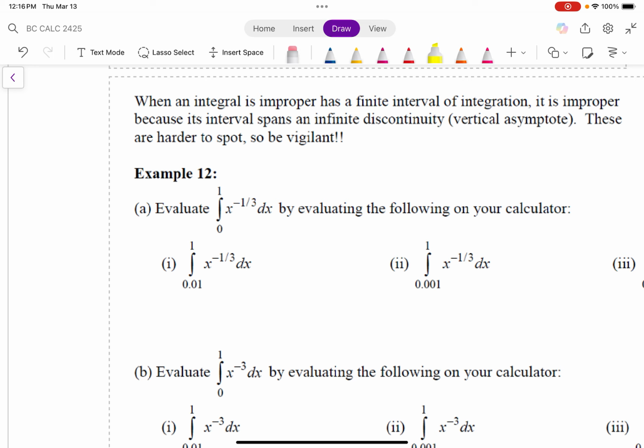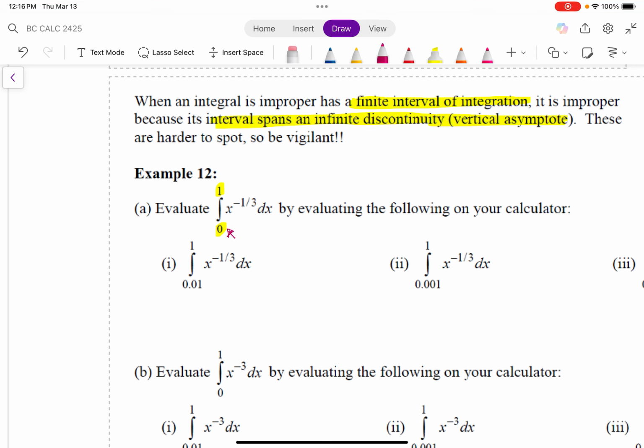Right, we're going to look at the second type of improper integral. These are a little bit harder to see because it doesn't look like there's anything wrong. There's no infinity in the limits of integration. There's a finite interval of integration, for example, down here, 0 to 1. But the problem is the interval spans an infinite discontinuity. And that discontinuity can either happen at the endpoint or somewhere in the middle.